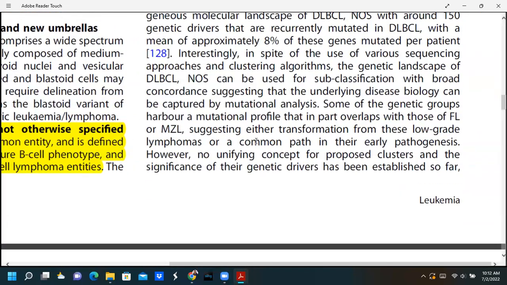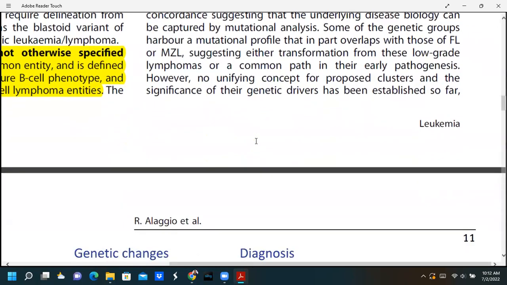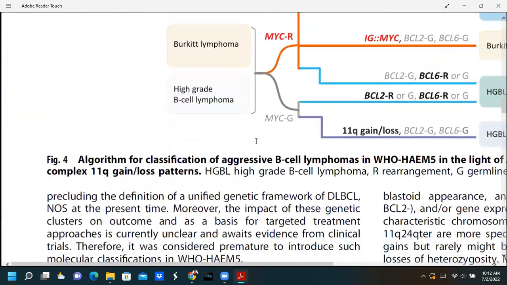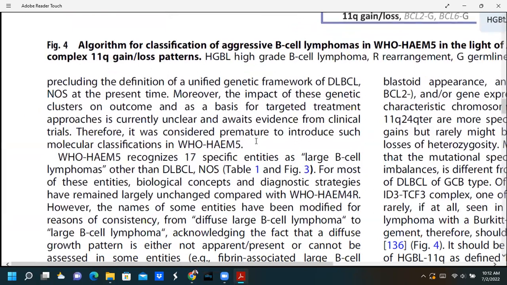However, no unifying concept for proposed clusters and the significance of their genetic drivers have been established so far, precluding the definition of a unified genetic framework of DLBCL NOS at the present time. Moreover, the impact of these genetic clusters on outcome as basis for targeted treatment is currently unclear and awaits evidence from clinical trials. Therefore, it was considered premature to introduce such molecular classifications in the Heme5.